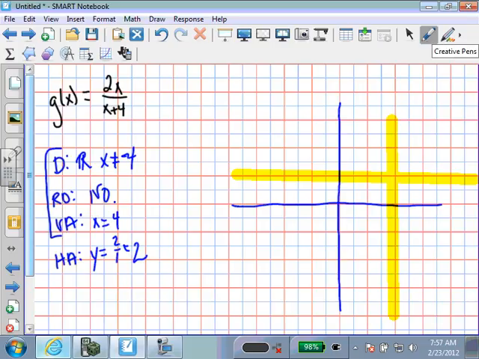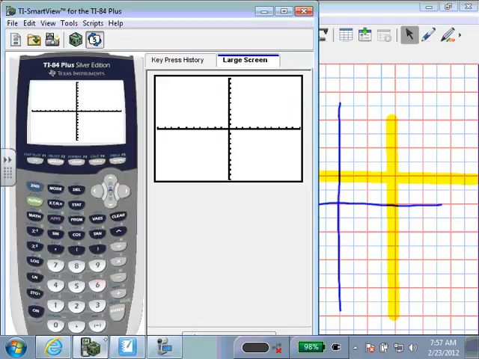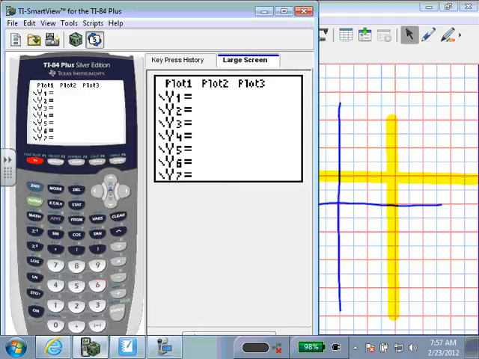You can either plug in points, or I'm guessing you may want to use your calculator. Keep in mind the calculator needs the numerator in parentheses and the denominator in parentheses. So my numerator, 2x, divided by my denominator, x plus 4.